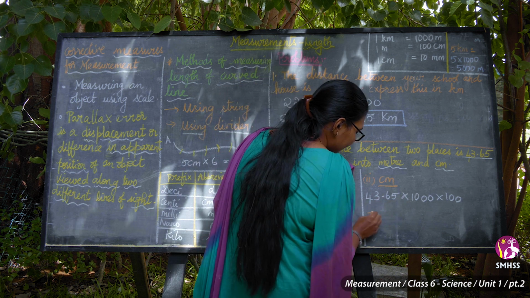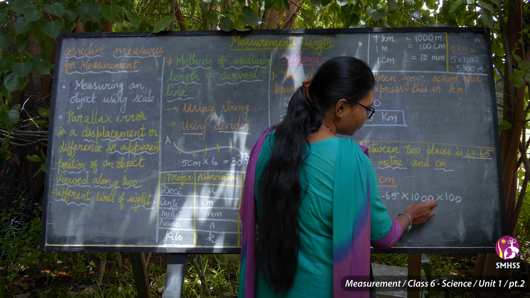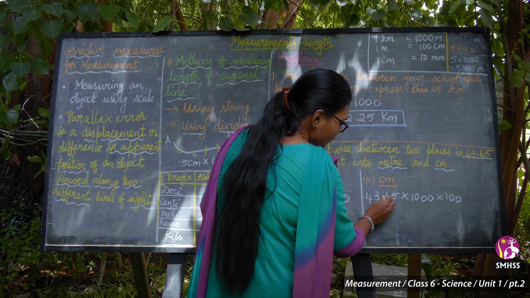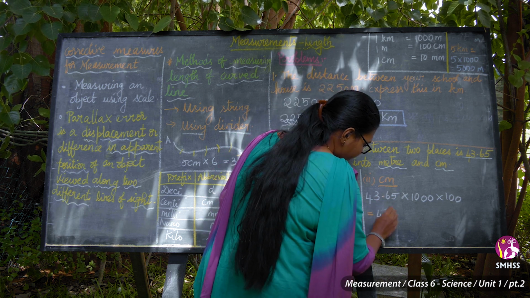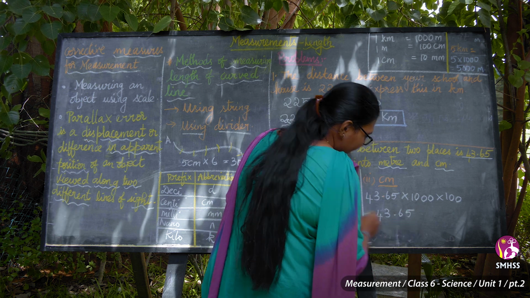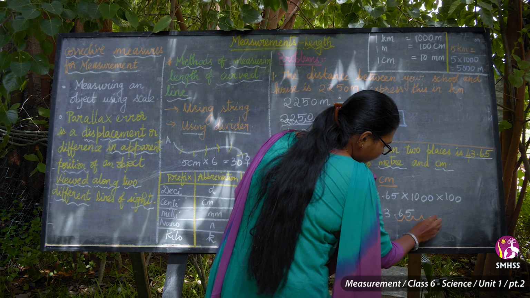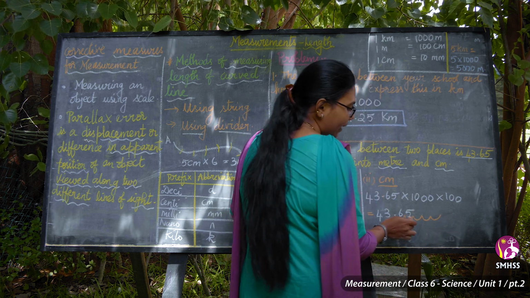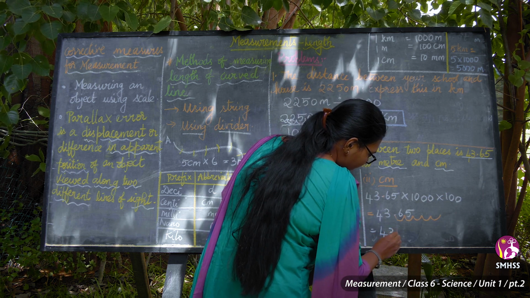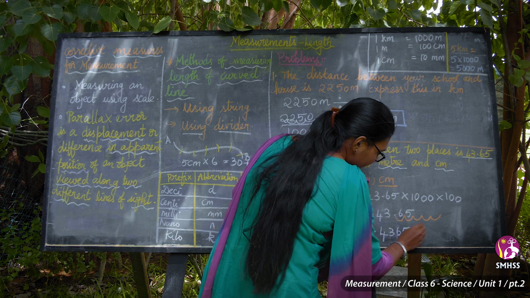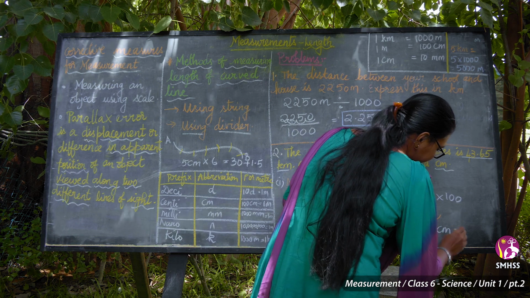So you have to write like this. How many zeros do we have here? 1, 2, 3, 4, 5. 5 zeros we have. So you have to move on this. I will write it down here. 43.65, and you have 5 zeros. So 1, 2, 3, 4, 5. So you should add 3 more zeros. The answer is 4365 and 1, 2, 3 zeros, centimeter.